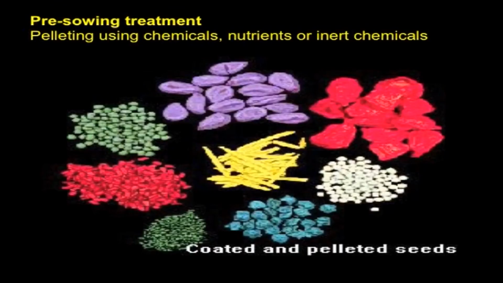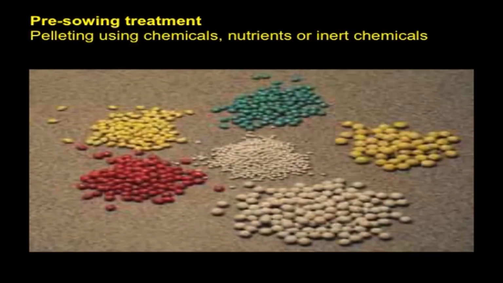Why can we go for seed treatment? Seed treatment is done to eliminate seed-borne pathogens and also soil-borne pathogens. Another type of seed treatment is pelleting using botanicals, chemicals, nutrients or inert materials. The topics of pelleting and seed hardening will be dealt with in the seed invigoration techniques class.